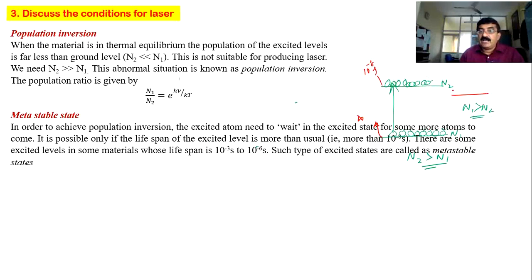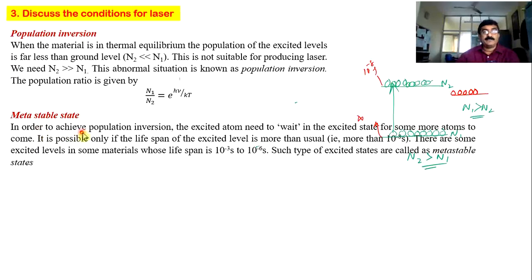By chance, if I can have a level where they can sit for quite some time, and if their lifespan is more, then I have breathing time, so that I can take a few more atoms from the ground level to the higher level. See, the excited level is 10 power minus 8, very small, very short to achieve the population inversion. Therefore, I need a metastable state where I can achieve the population inversion. So that is another important condition for lasing action. Without a metastable state, it is impossible to achieve the population inversion. And without population inversion, you cannot have lasing action.